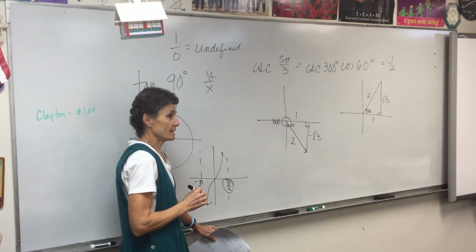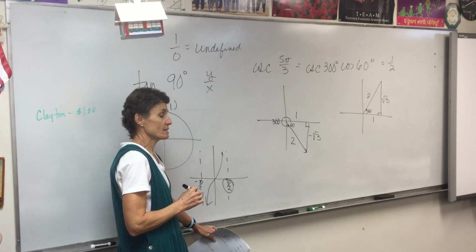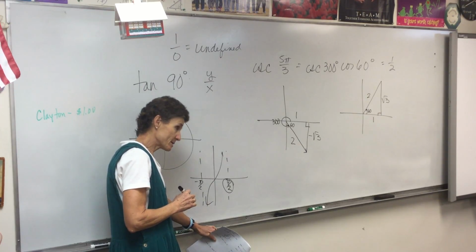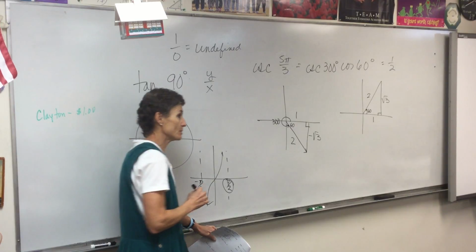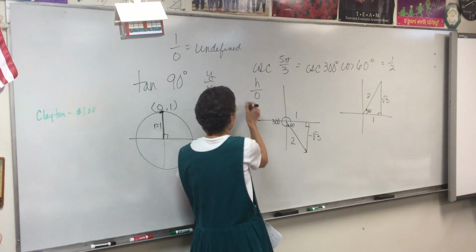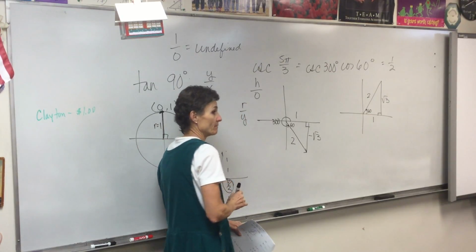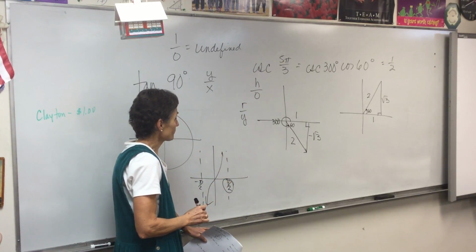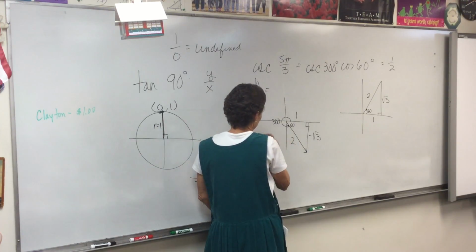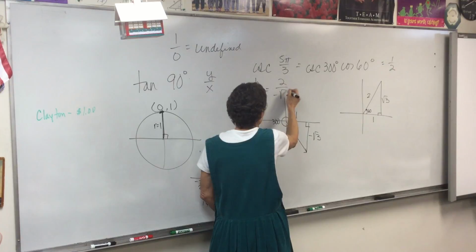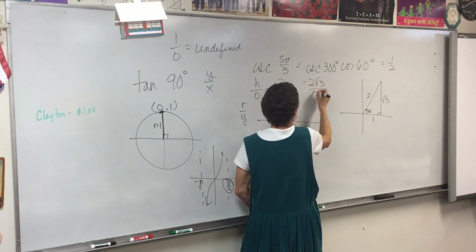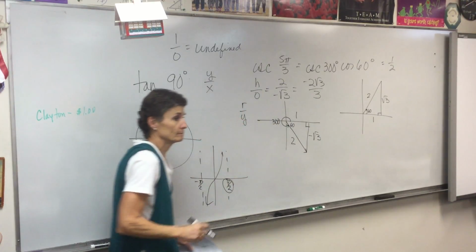Now I want the cosecant, which is the reciprocal of the sine, which is opposite over hypotenuse. So this will be hypotenuse over opposite, or r over y, depending on what definition you're using. So what will that be in this picture? 2 over negative root 3, which is going to be negative 2 root 3 over 3.